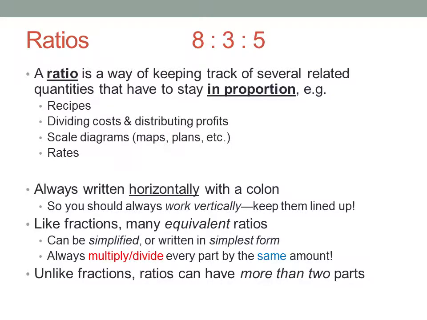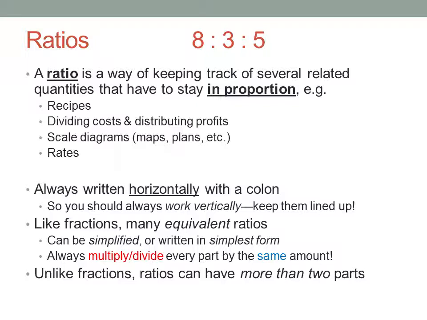Ratios are always written horizontally, with a colon between each element. So, since the ratio is written horizontally, you need to work vertically down the page. Keep the colons and the elements all lined up, and whatever you do to one element of the ratio, you have to do the same to all the parts. But it has to be a multiplication or division. You can't add or subtract the same amount from each part of the ratio. That doesn't work. Proportion is based on multiplying and dividing.